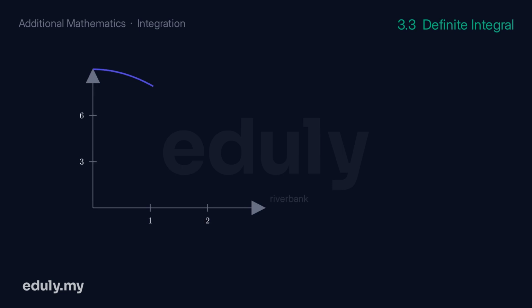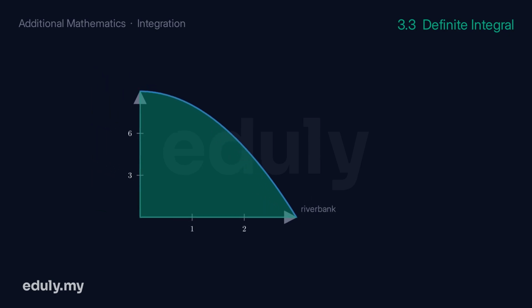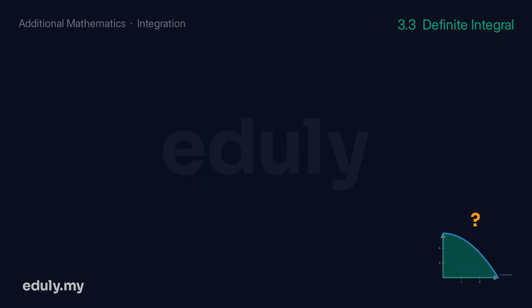Set the real stakes plainly. You can't get an exact area from a curved edge by just multiplying two straight lengths. So how do you get an exact number, not a guess, when one side of your shape bends? Keep that riverbank plot parked. We will come back and solve it once we have the tool.